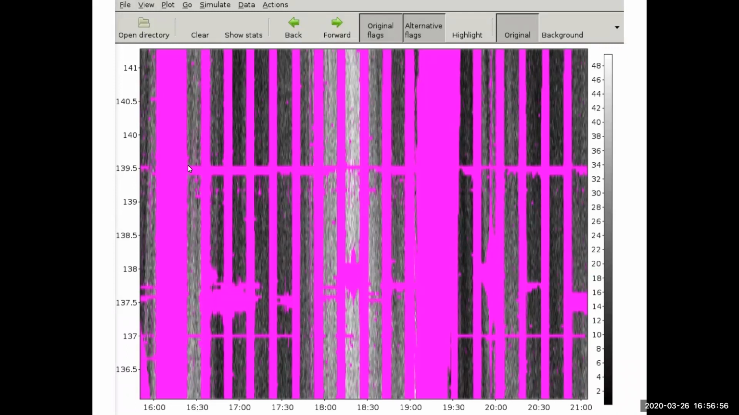So the automated algorithm can quite often do a reasonably good job. Sometimes it doesn't. This is a fail. There was an entire group of bad channels here, and it didn't get all the data flagged out. I don't even know what this is, but it's probably bad, and it didn't catch it. So this is why you sometimes need to go in with a human eye.